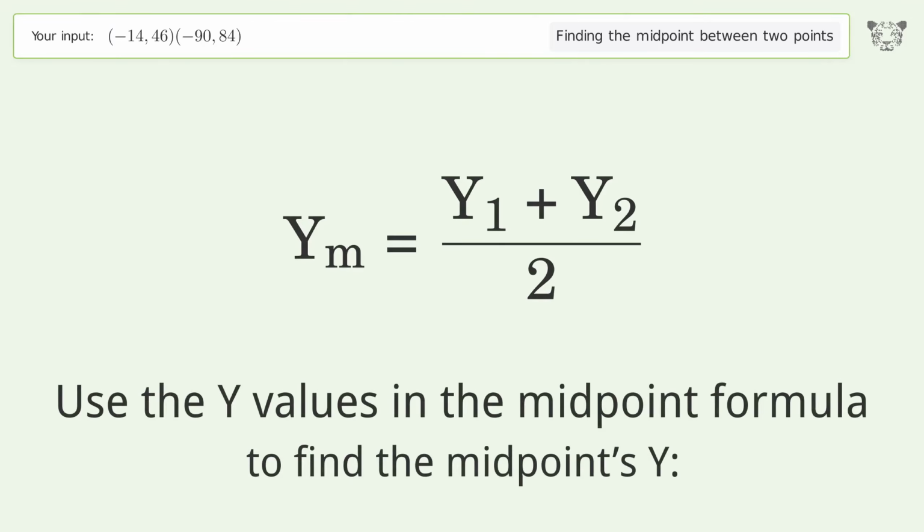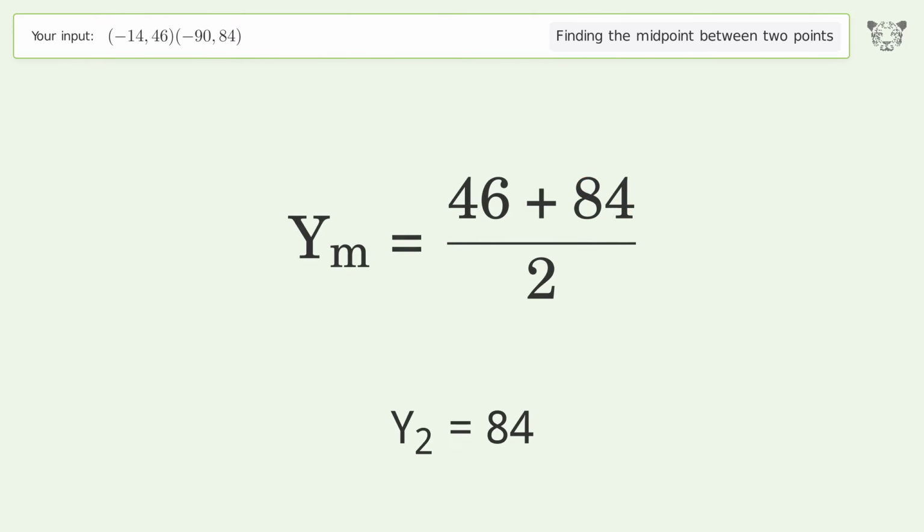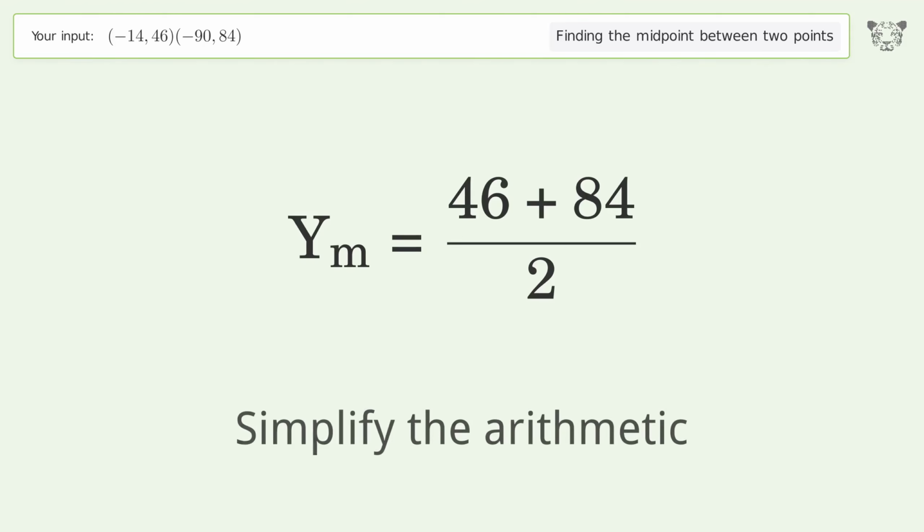Use the y values in the midpoint formula to find the midpoint's y. y1 equals 46. y2 equals 84. Simplify the arithmetic.